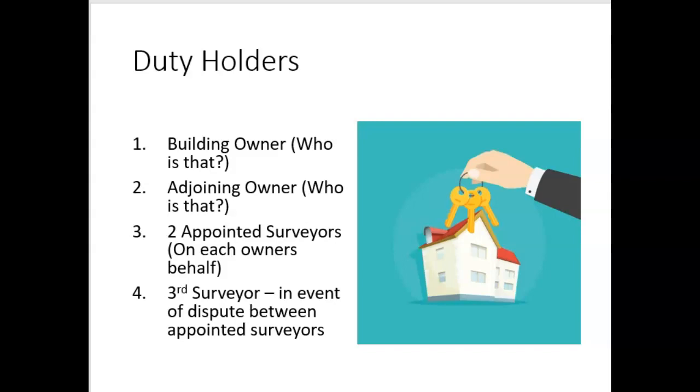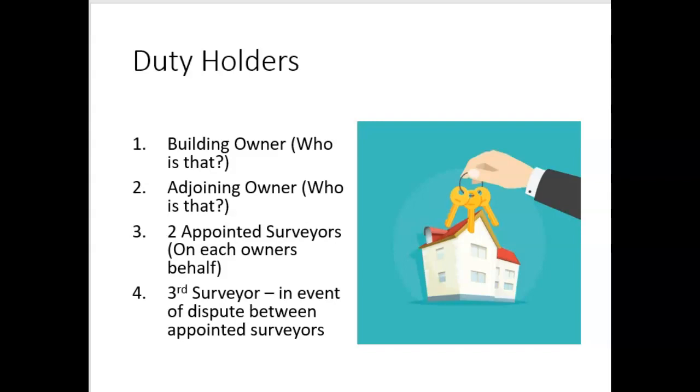So, as I said, the building owner is the person who is having the work done to the wall. Now, adjoining owners can be different. So, anybody who's got a legal interest in the building. Even if you've just got one wall and one adjoining property, there might be more than one adjoining owner.